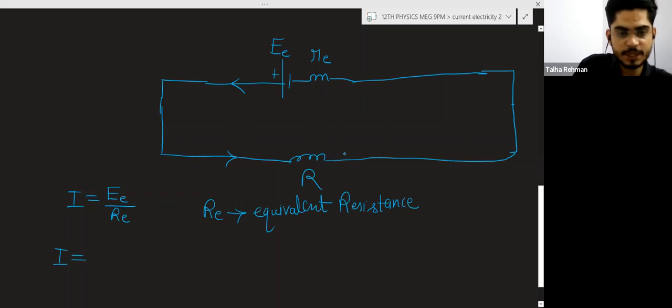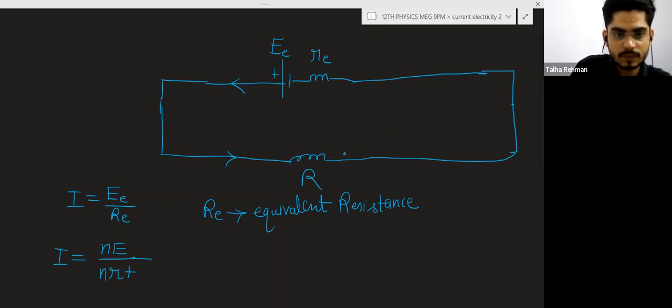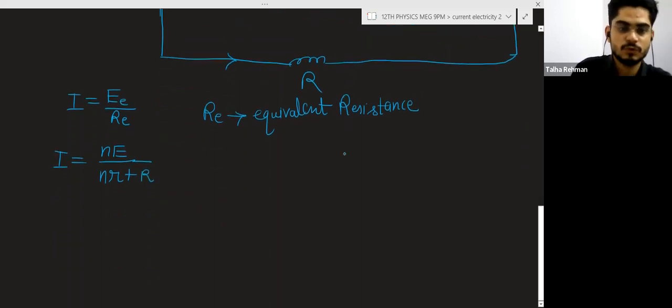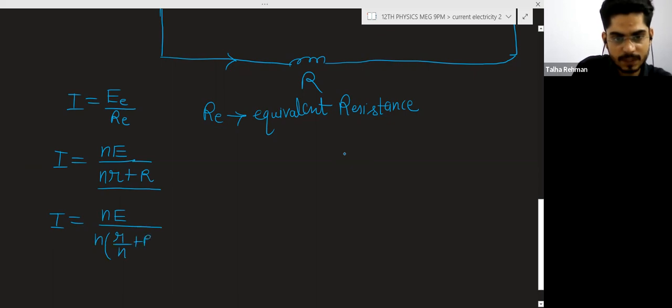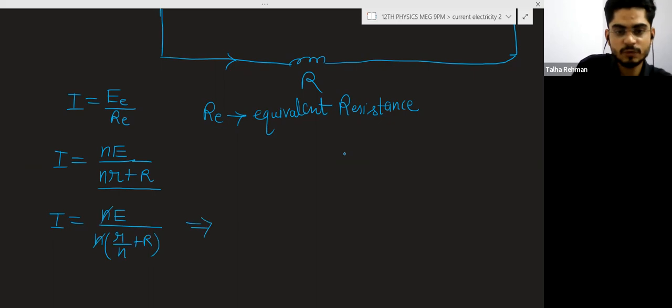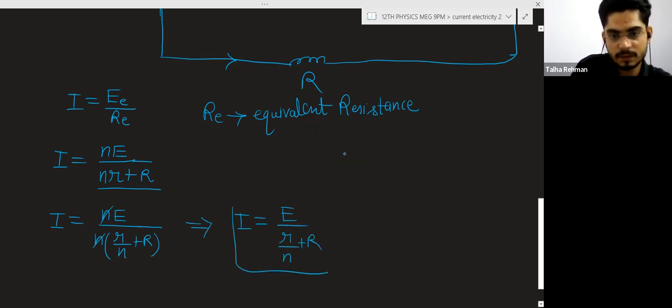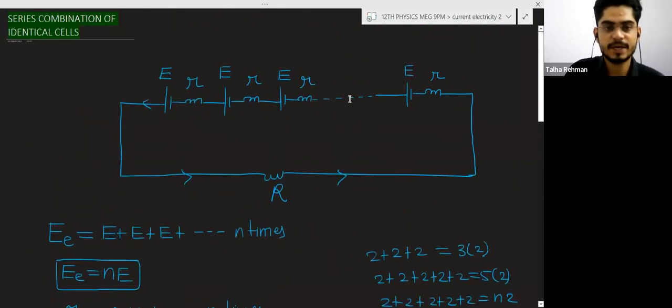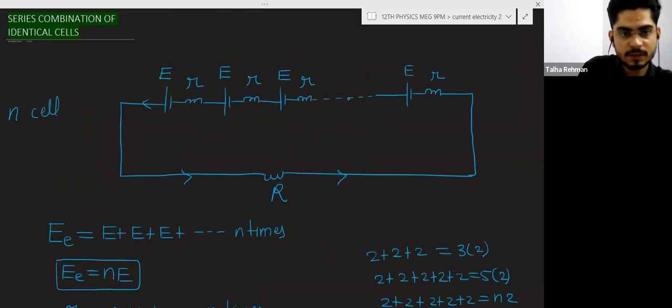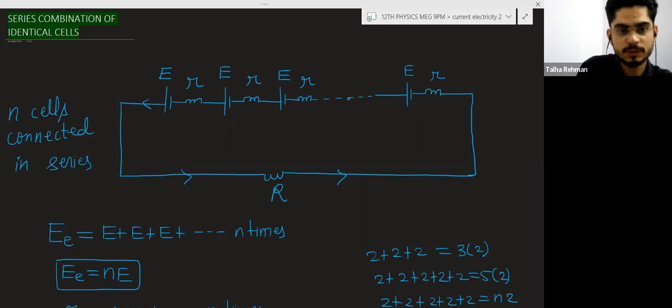So current is, E equivalent is nE and R equivalent is nr plus, you will add this R also. So if you take n common from the denominator, then it will become r plus R by n, and n will get cancelled out. Then you will get the value of current as E divided by r plus R by n. So this is the current you will get, for n cells connected in series.